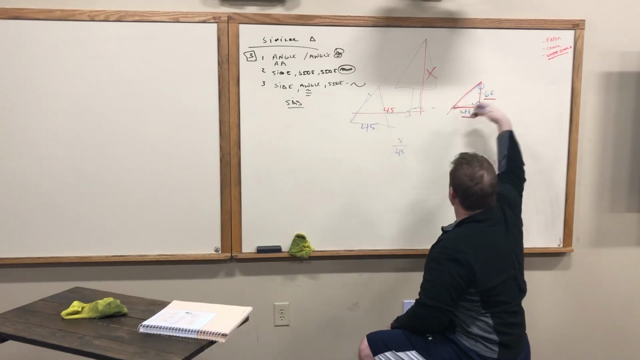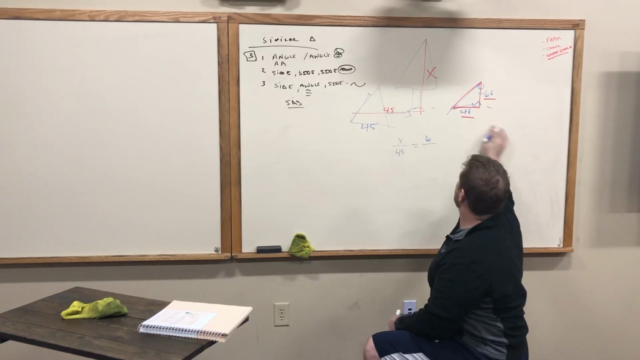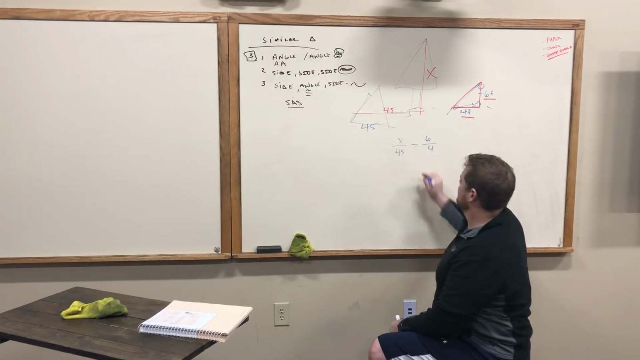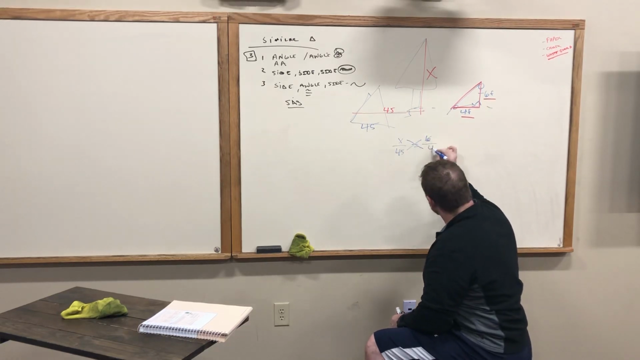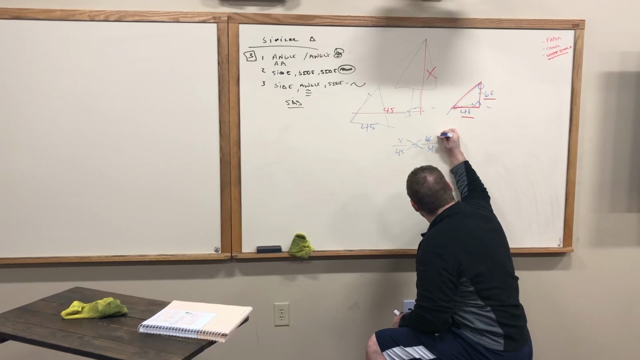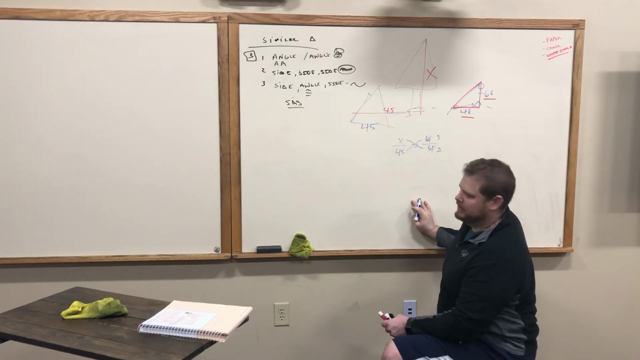The x is the height. So what's the height of Mr. Ward? 6 feet. What's the shadow? 4 feet. Cross multiply. Now remember, you can always cross cancel top and bottom, right? So that's going to be a 3 and a 2. Makes our math work a little bit easier.